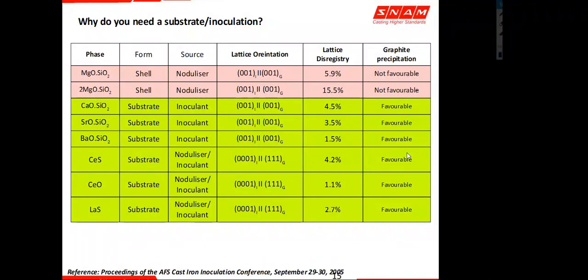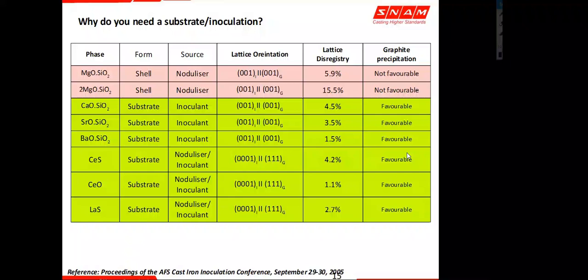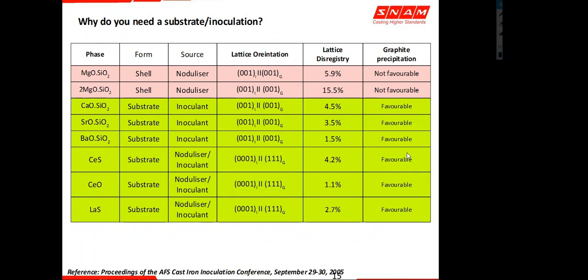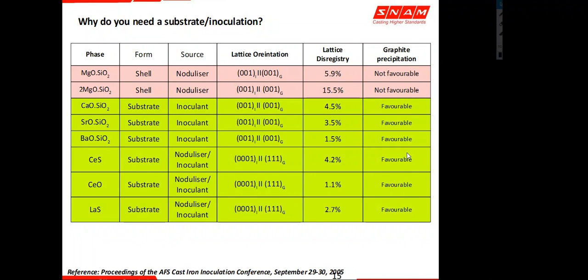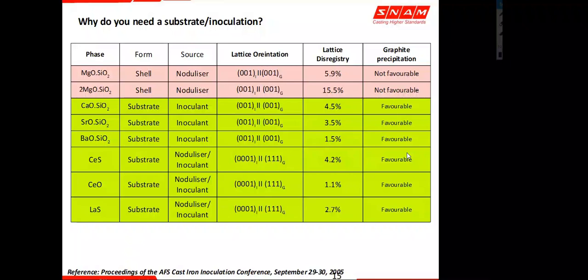So there is a shell which is formed out of magnesium silicate. These are formed during the magnesium treatment. When you see which is from the nodalizer, these two phases are formed from the magnesium treatment. The other phases highlighted in green color are either from the inoculant or also from the nodalizer, like cerium and lanthanum. And there are inoculant varieties which have cerium and lanthanum. So these form the substrate. So there are two formations, shell formation and substrate formation. We'll discuss this later in the next slide, but this slide will be talking about the compatibility.